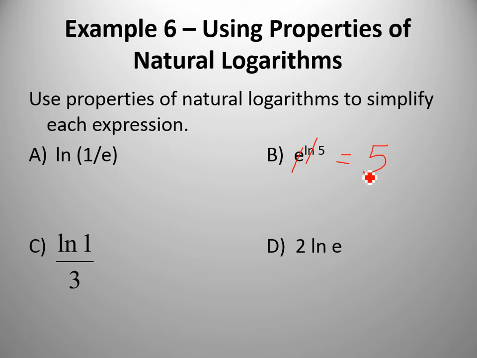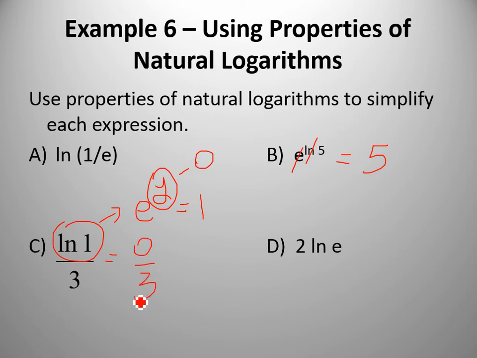For this one here, the natural log of 1, remember what I'm asking myself: e to the what power equals 1? Just remember that anytime you have an exponential function that equals 1 at the end, that makes the exponent equal 0 every single time. So that makes the natural log of 1 equal to 0, and 0 over 3 is simply just 0. So that's the answer for part C.